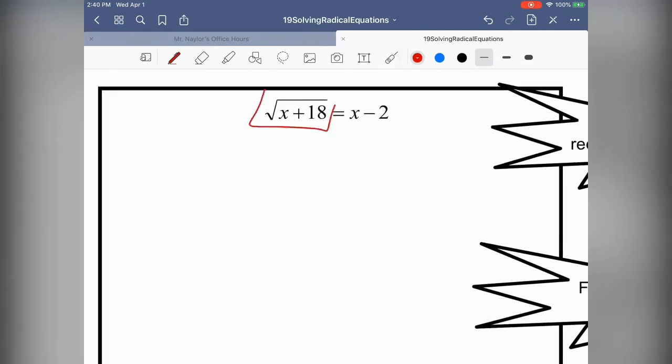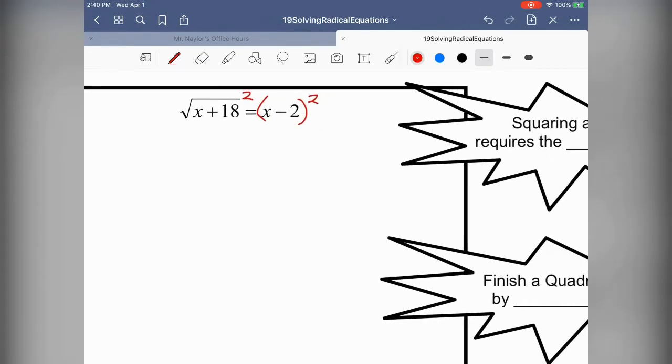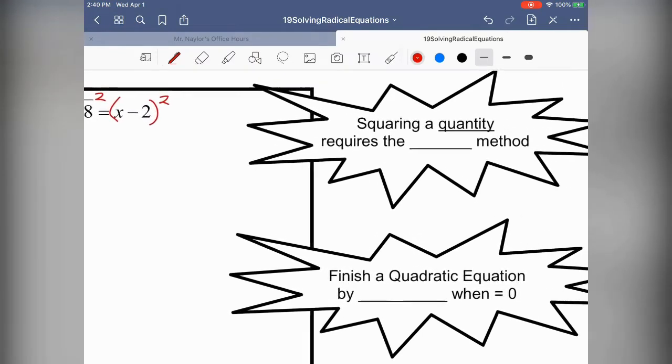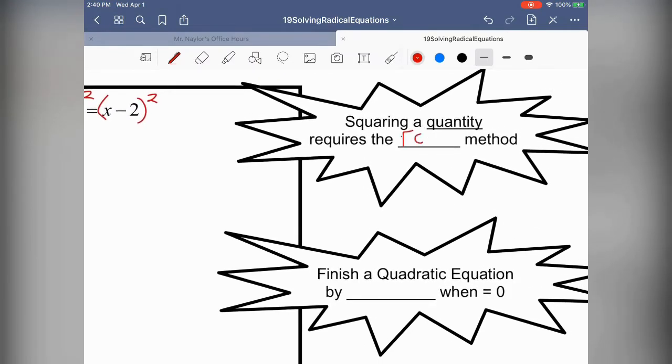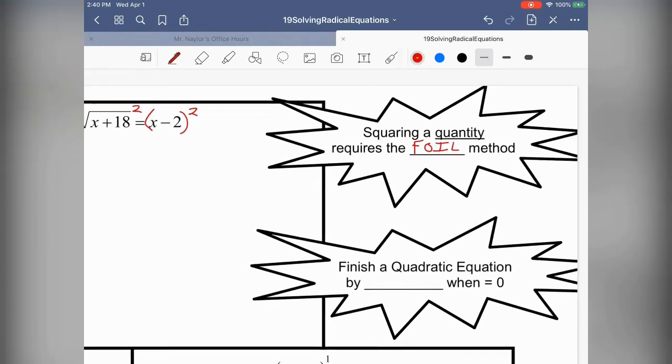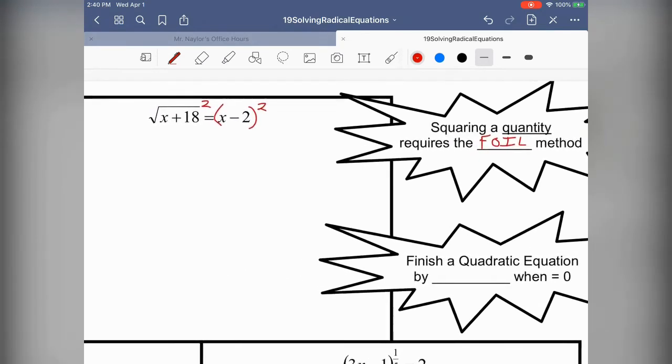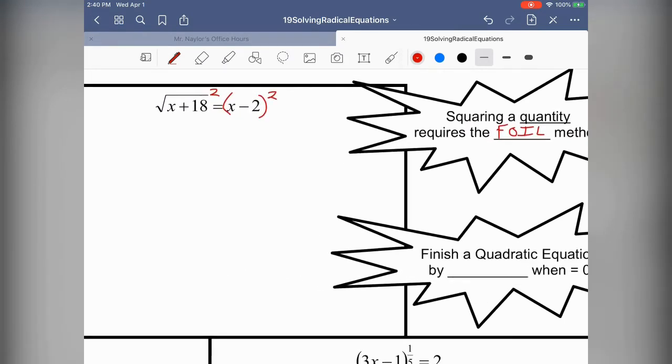Now, the radical is already isolated here, so I don't need to do something like subtract 18, but rather I want to jump in here and I want to square both sides. But when you square the right side, you have to square it as a quantity. So remember, squaring a quantity is going to require the FOIL method. Okay, so we do want to carefully square both sides, but especially squaring the right side, we want to think of this as really x minus 2 times x minus 2.